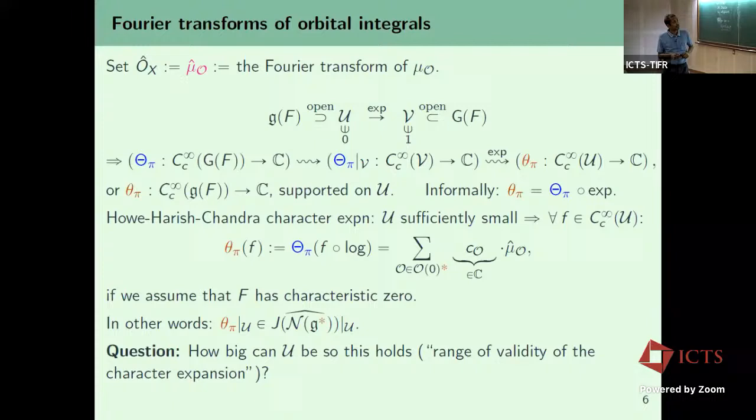Sorry? Closure of the orbit should contain 0. That's nilpotent. No, I'm taking only those. Yeah, O of 0 star means the set of all nilpotent orbits in G star. Yeah, so that's something on which Prasad theory is what gives a very conceptual explanation for that.